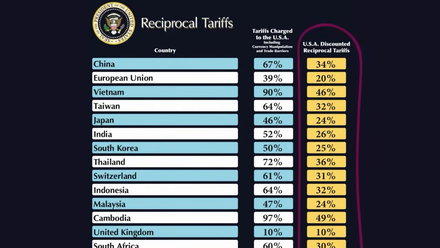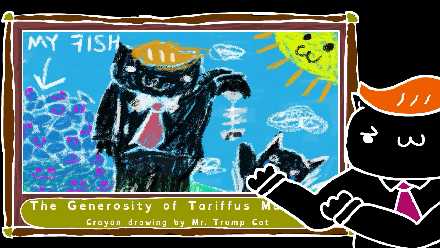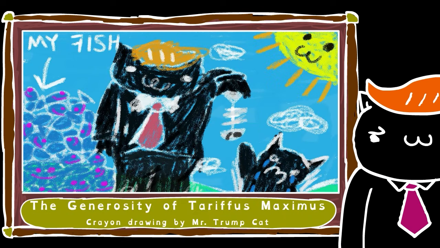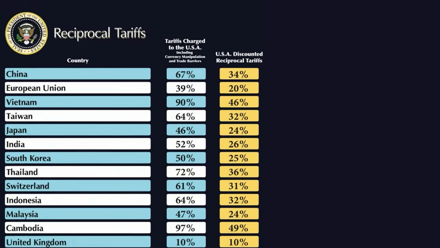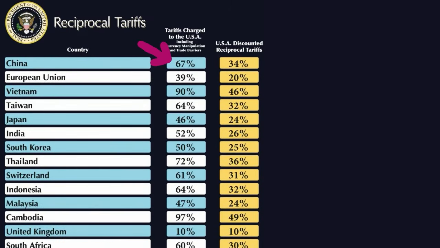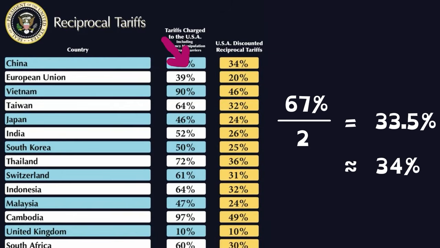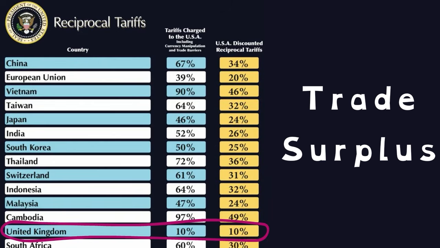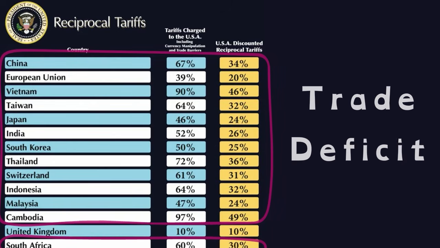One last thing I want to mention is that this second column is what Trump is making the reciprocal tariffs. In essence, because he is so generous, he is only charging half of what other countries are supposedly charging to us. So China, for example, supposedly has 67% tariffs on all of our stuff. Then Trump takes that number and divides it by 2 to get what we are charging to them. I do want to note that for the countries that we have a trade surplus with, we are charging the same reciprocal tariff of 10%, but for any country we have a trade deficit with, we apply the 1/2 pretty uniformly.